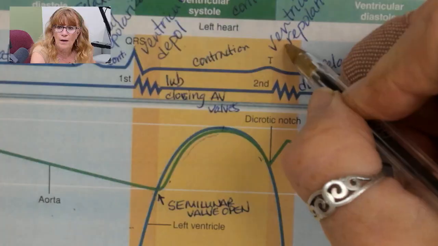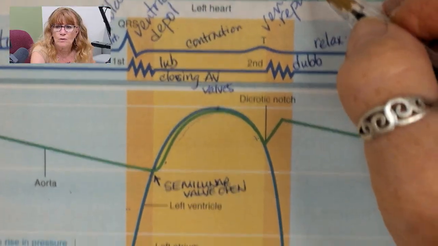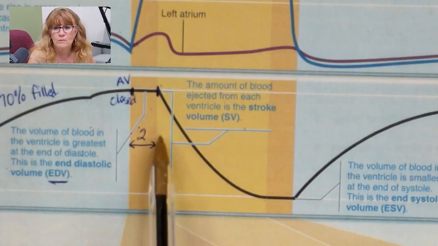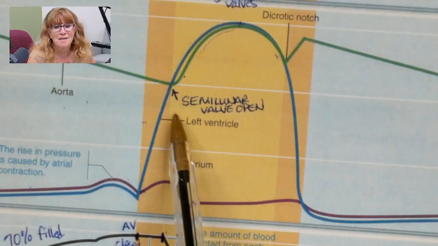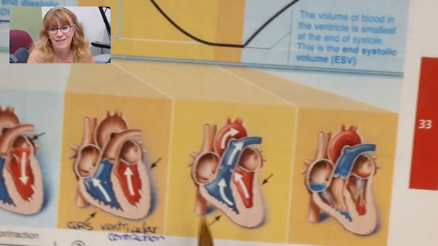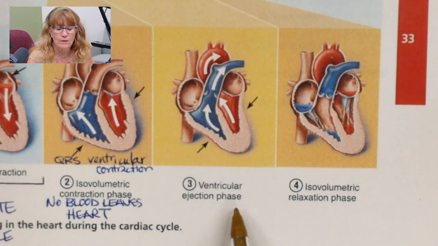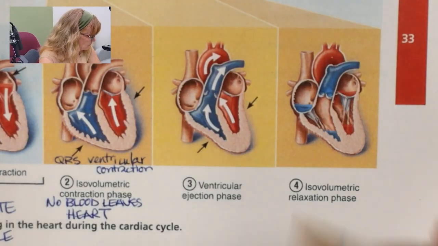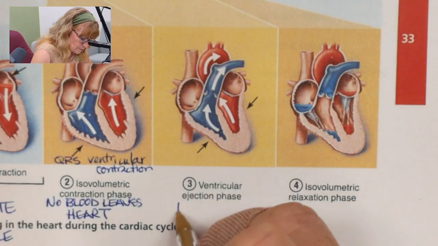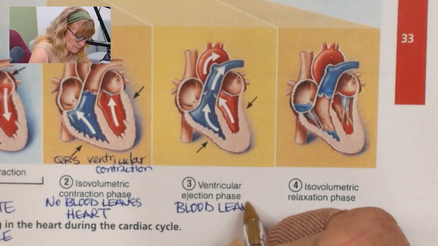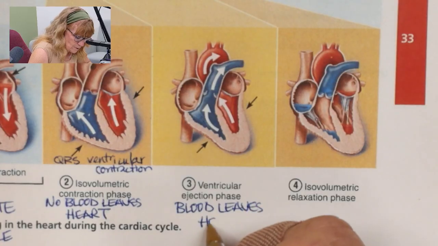The T wave is ventricular repolarization. And so what is happening during this gold time, once the semilunar valve is opened, now we come down here, and that is the ventricular ejection phase. So this is when blood is leaving the heart. Now blood leaves the heart.